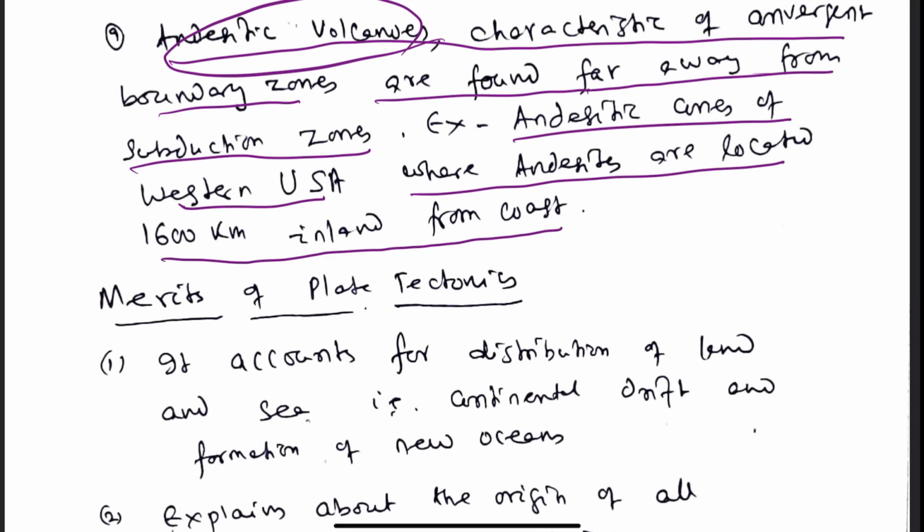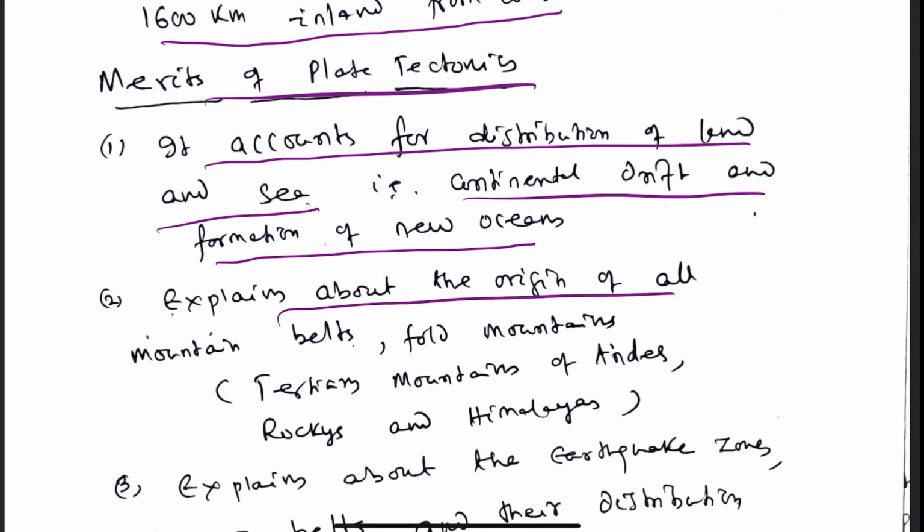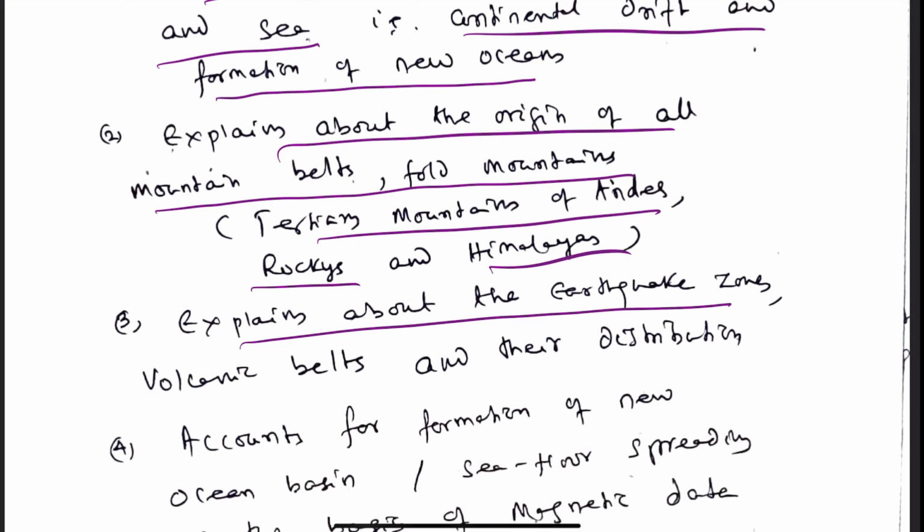So now let us discuss the merits of the plate tectonics. It accounts for the distribution of land and sea, continents drift and form the new oceans. It explains the origin of all mountain belts, polar mountains, the tertiary mountains of Andes, Rockies and Himalayas. These are the tertiary mountains. It explains about the earthquake zones, volcanic belts and their distribution.